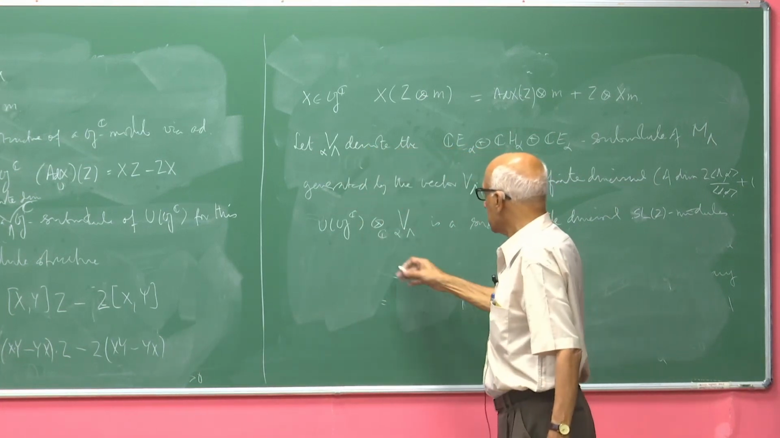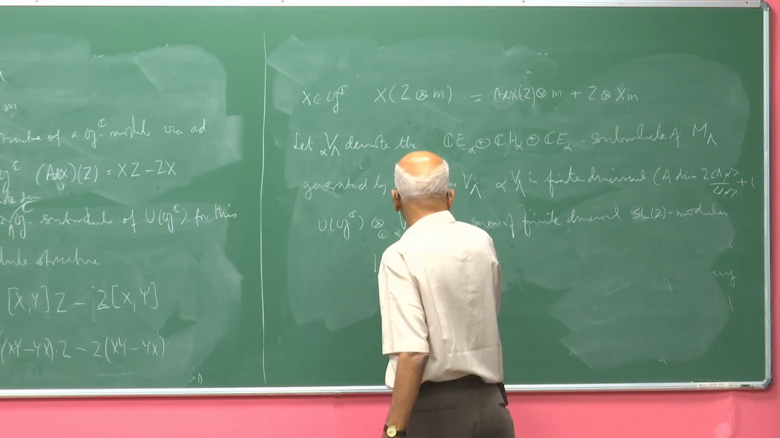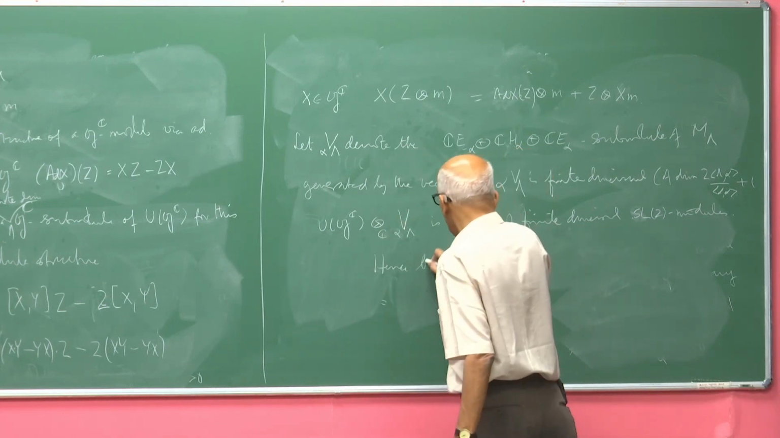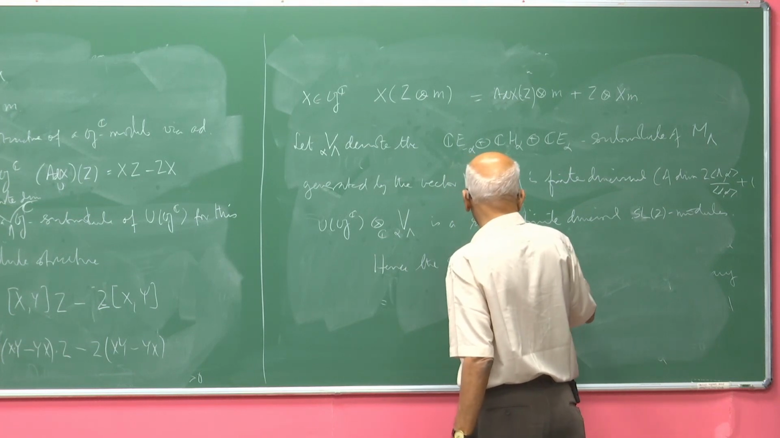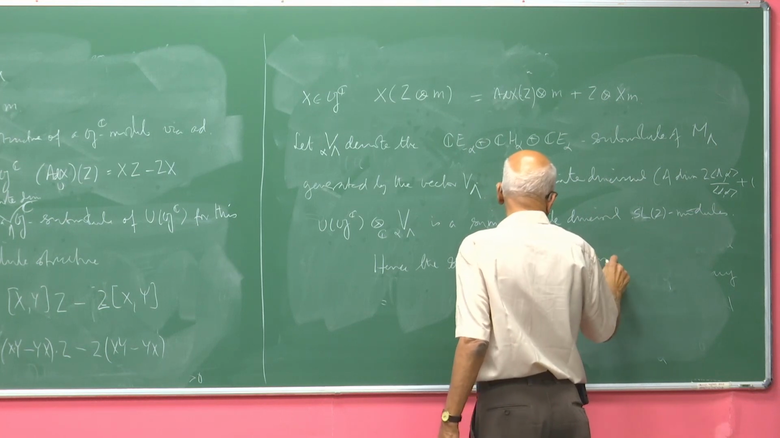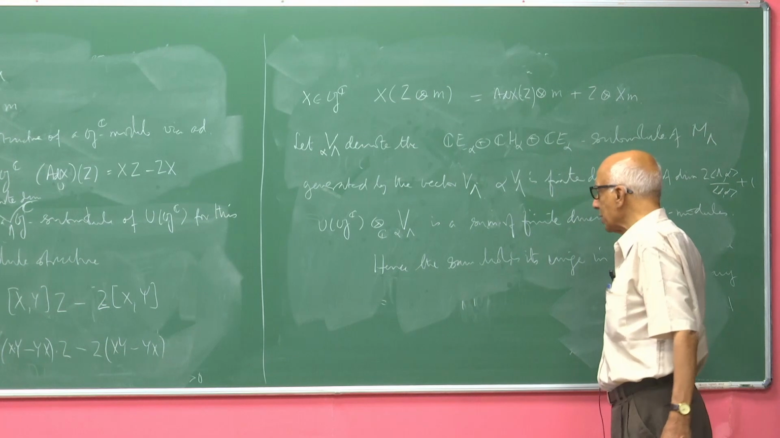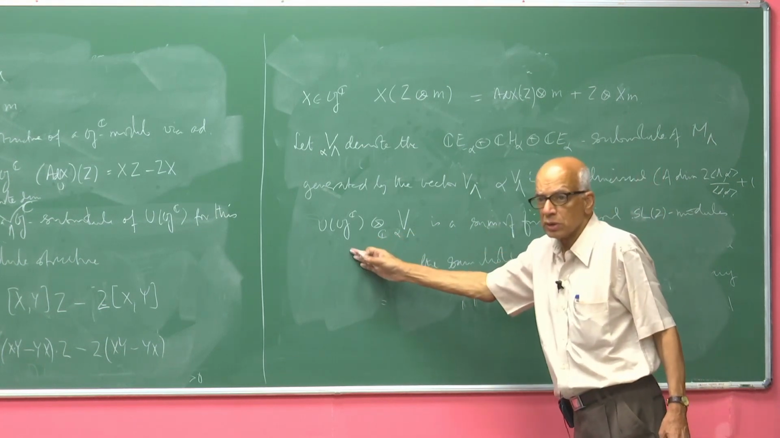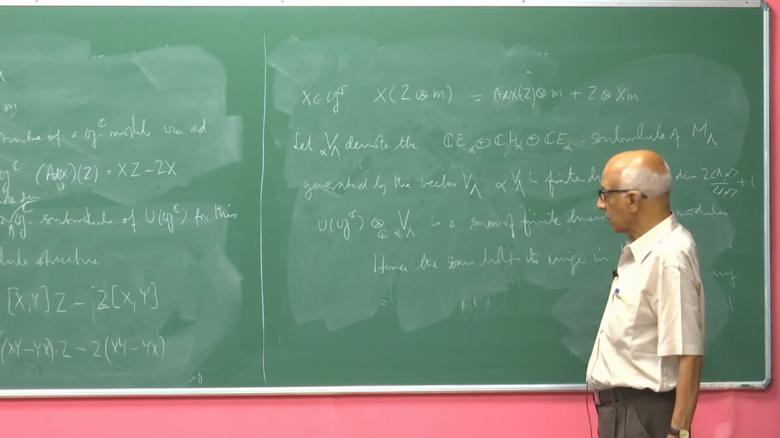Now, look at its image; hence the same holds for its image in m lambda. But this image in m lambda is the whole of m lambda, because we know that as a UG module it is irreducible.